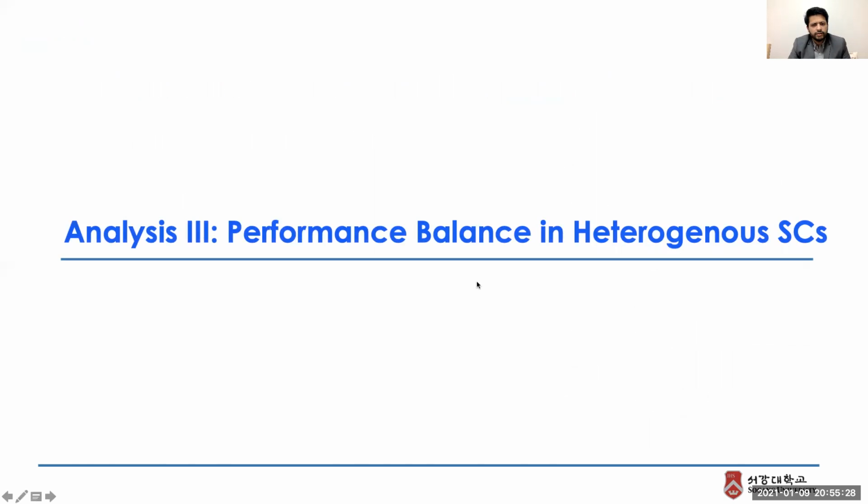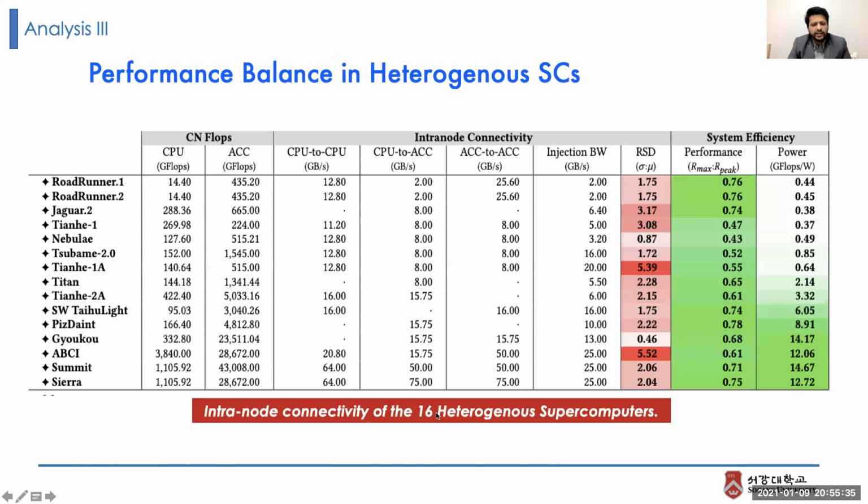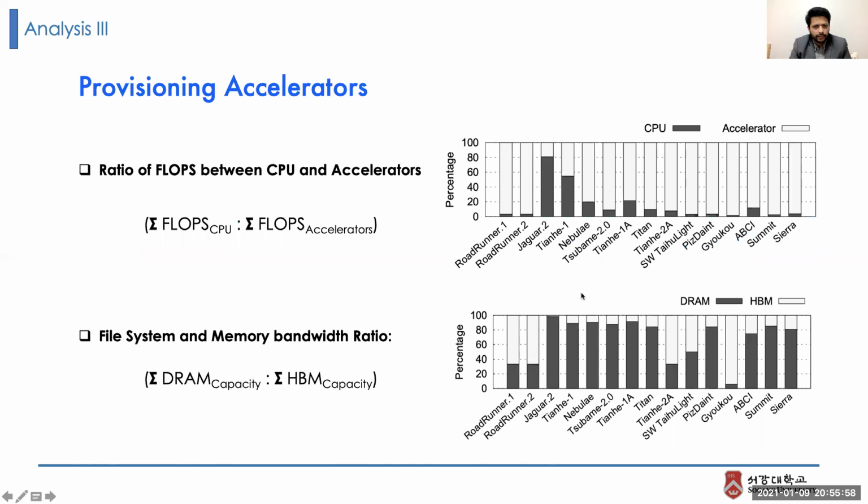Next, I will talk about our third analysis, focusing on architectural balance in heterogeneous supercomputers. We analyzed the architectural trend and the performance balance in intra-node connectivity of the 16 heterogeneous supercomputers from the 28 top recent supercomputers discussed in our analysis. With emerging heterogeneous architectures and data-intensive application demands, achieving the performance balance between the system components has become more important than it was in the past.